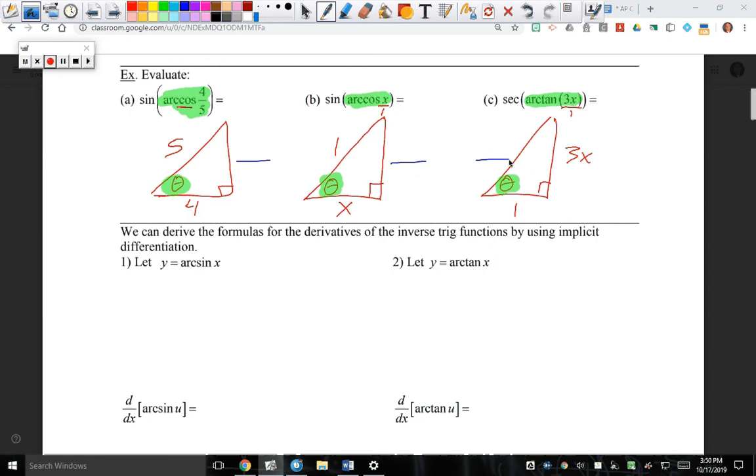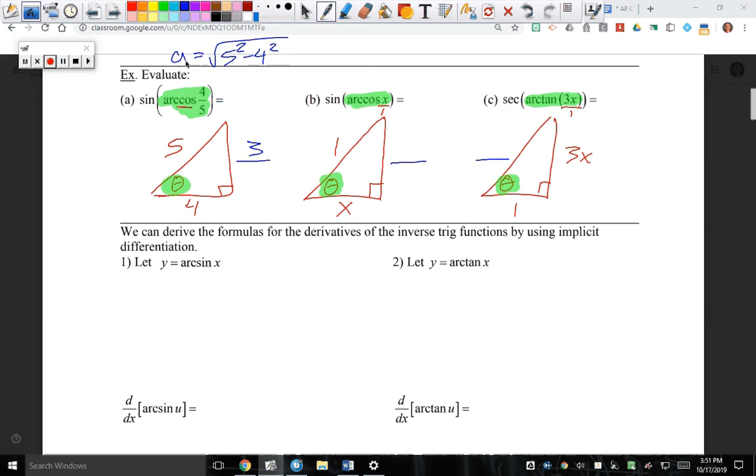Using what? Pythagorean theorem, right? What's the missing piece for the first one? 3. And you got that from c squared minus b squared, and then take the square root. And that can give you a. Go with me? Or you remember the Pythagorean triple, 3, 4, 5.